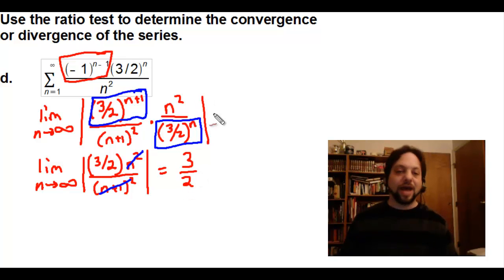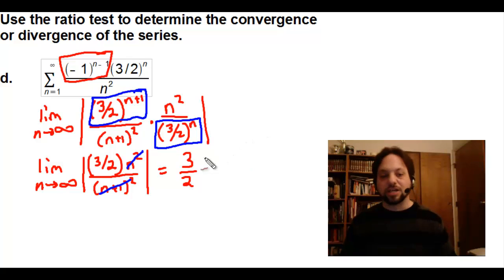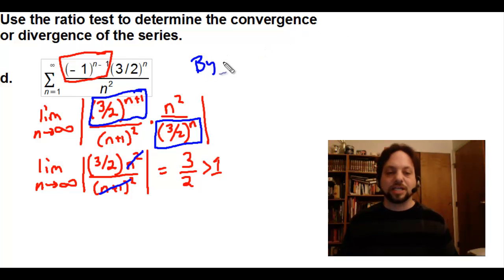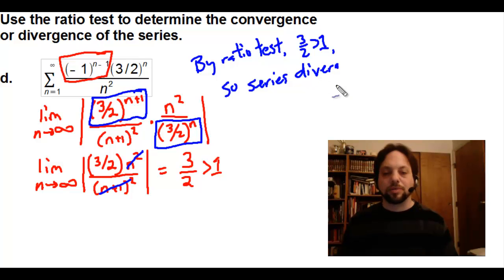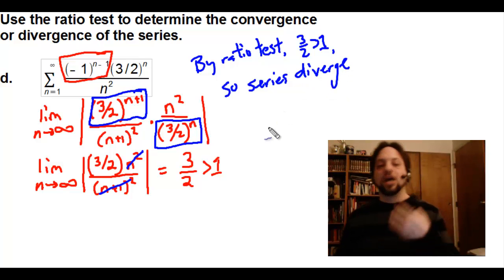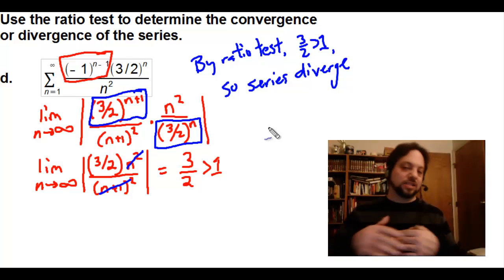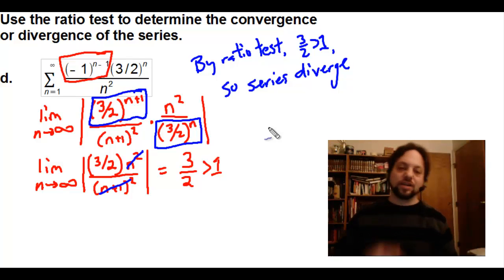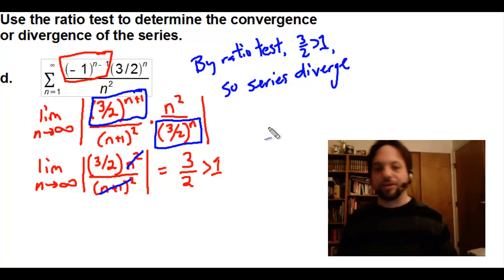What do we know about 3/2 relative to this ratio test? We do know that 3/2 is greater than 1, and based on that, let's go ahead and draw our conclusion. What we're going to say is by the ratio test, we can go ahead and say 3/2 is greater than 1. So this series does in fact diverge. We are able to draw a conclusion using our ratio test, and our conclusion is that this series will explode off to infinity somewhere or another, and certainly will not converge to a single value.